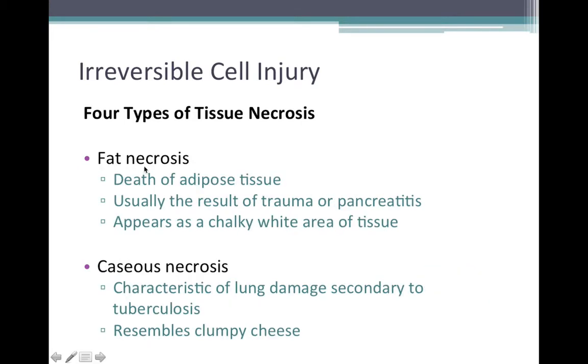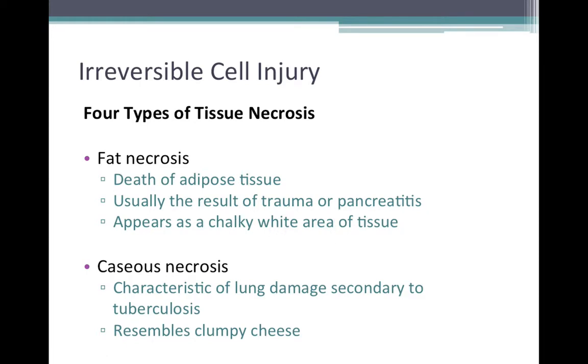Now, fat necrosis occurs when we have death of adipose tissue. It's usually the result of trauma to adipose tissue or pancreatitis, which is basically inflammation of the pancreas. What happens is that with this fat necrosis, these enzymes get released that start to break down the fatty acids, but also those fatty acids become mineralized by some of the ions you find in cells. And what's interesting is that fat necrosis forms these chalky white areas of tissue which resemble soap.